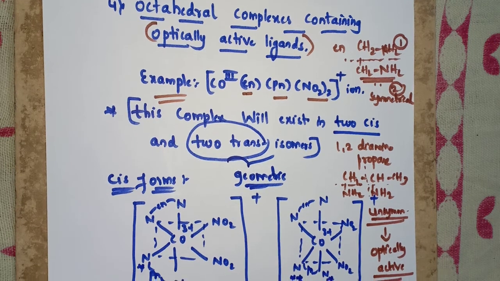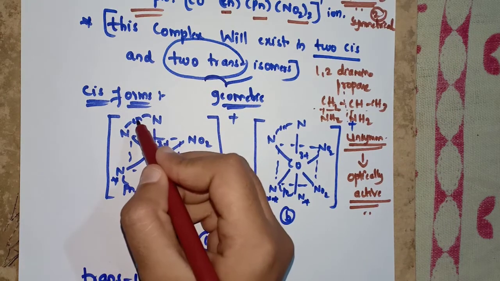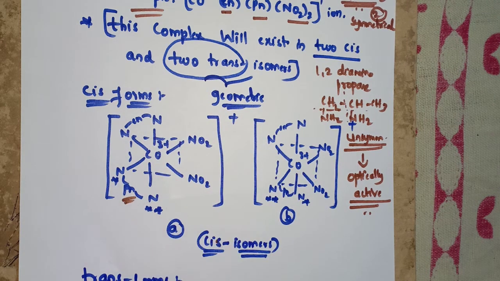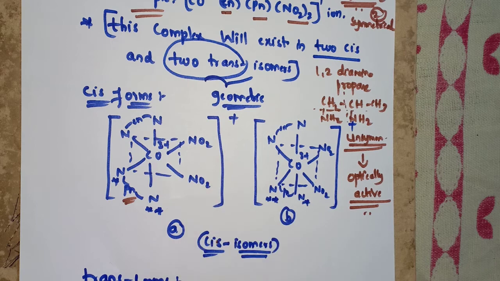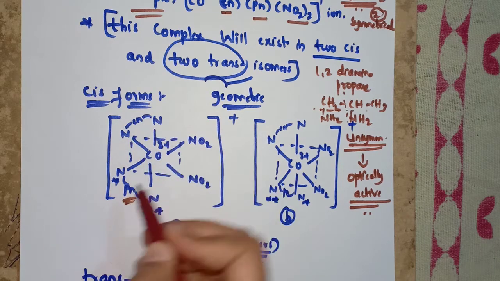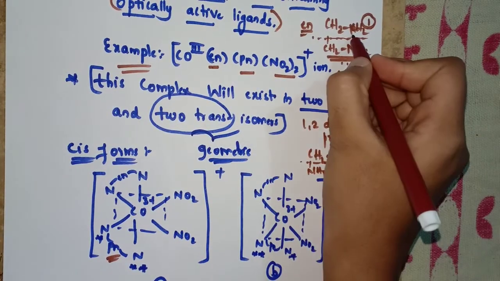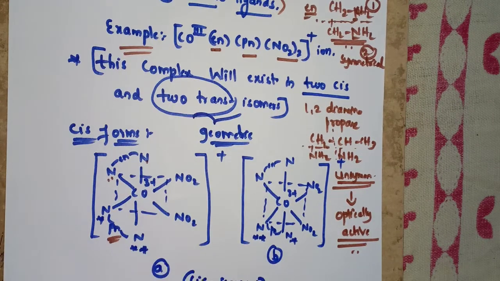Here are the cis isomers. Here is the Co3+, and en and pn are bidentate ligands, meaning they have 2 donor atoms, sharing 2 pairs of electrons with the central metal ion. Here are en, pn and NO2, NO2, like this. These are the nitrogens present in en; in this en there are 2 nitrogens, this nitrogen and this nitrogen.